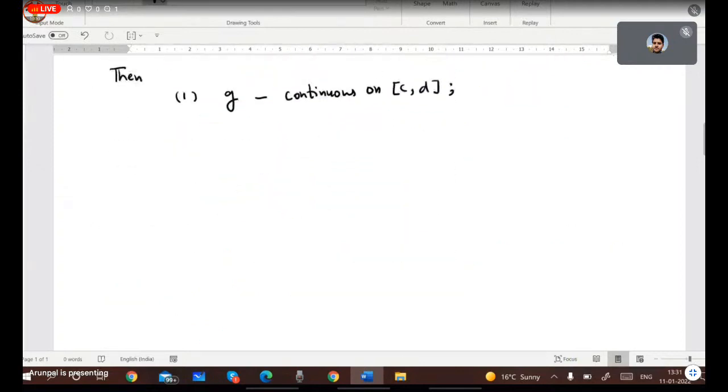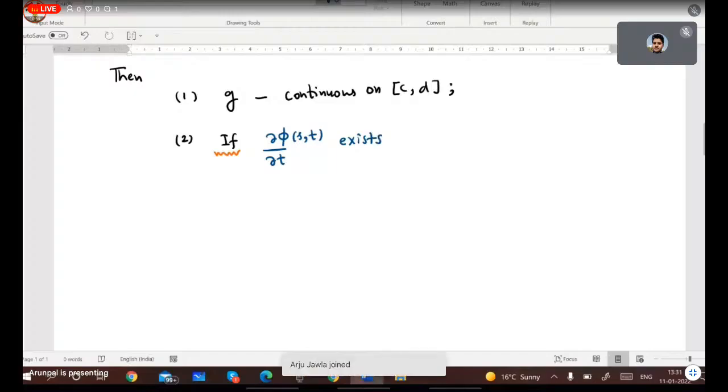And secondly, it says that we are assuming this additional condition. So if the partial derivative of phi with respect to t exists, and not only this, exists and is continuous. Moreover, it is continuous. So please take a note.